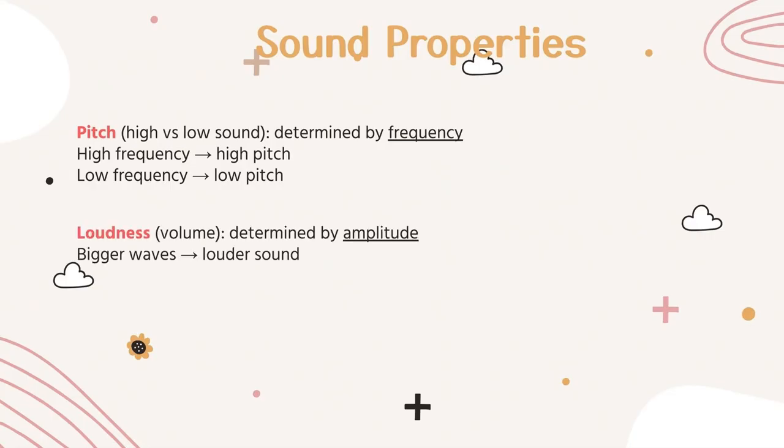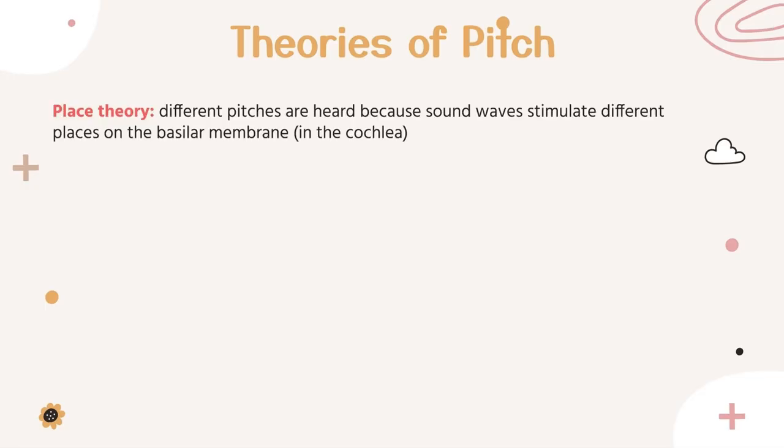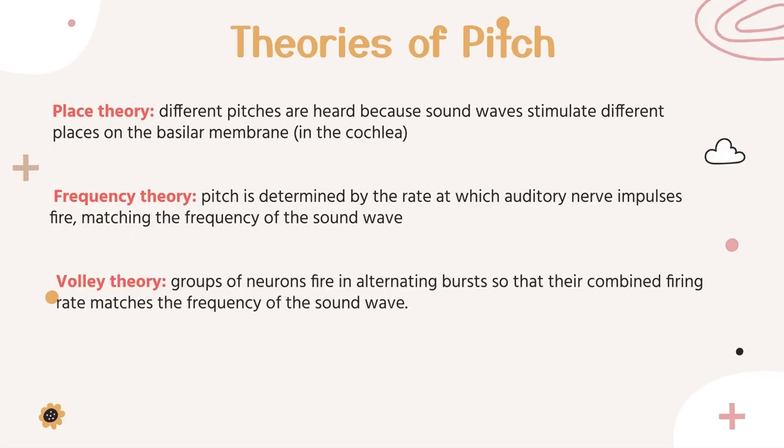There are theories of pitch. Place theory: different pitches are heard because sound waves stimulate different places on the basilar membrane, which is in the cochlea. Frequency theory: pitch is determined by the rate at which auditory nerve pulses fire, matching the frequency of the sound wave. Volley theory: groups of neurons fire in alternating bursts so that their combined firing rate matches the frequency of the sound waves.